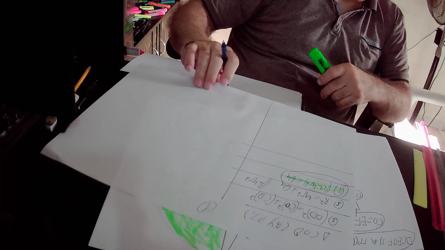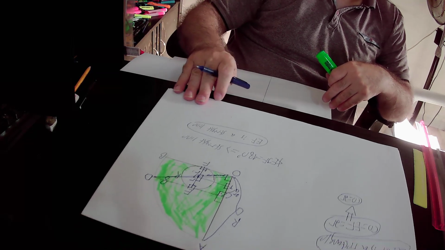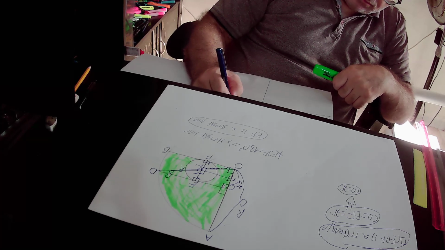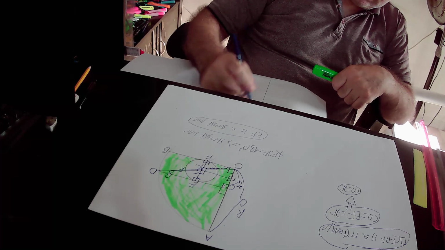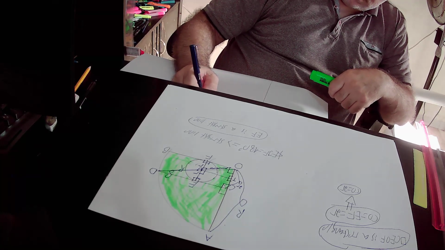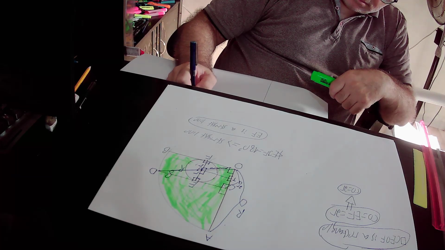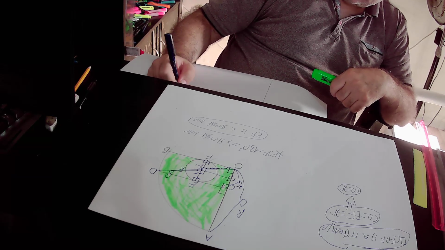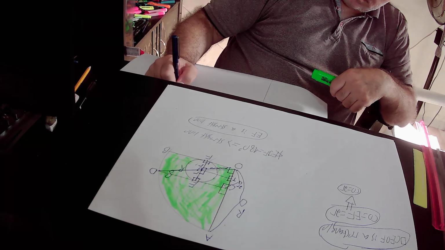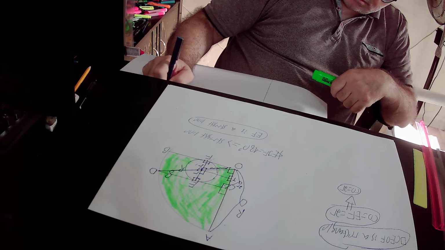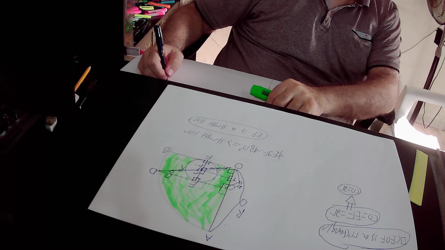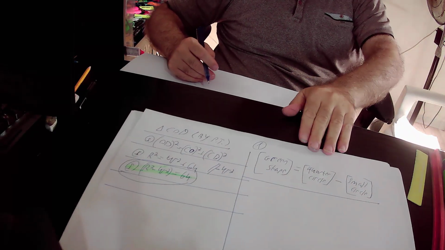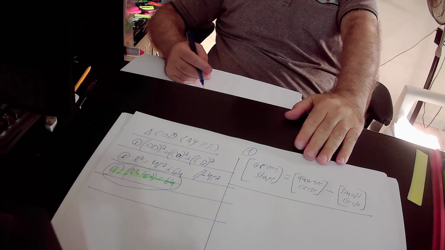But what is actually the area of the green shape? From the drawing, it is very easy to see that the area of the green shape is equal to the area of the quarter circle minus the area of the small circle. I'll repeat again: the area of the green shape equals the area of the quarter circle minus the area of the small circle.